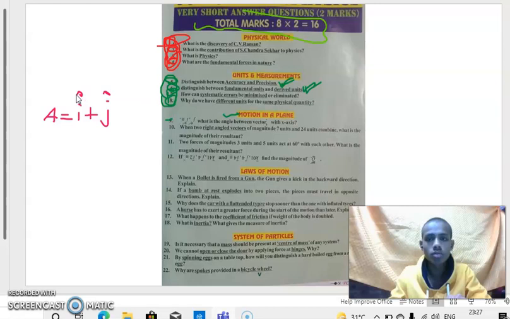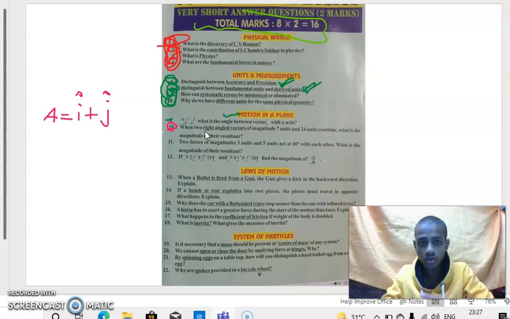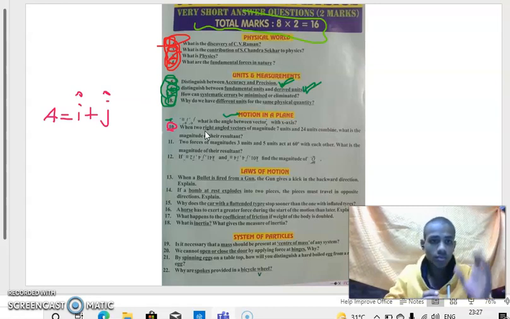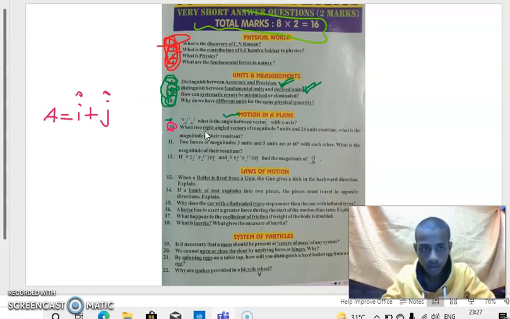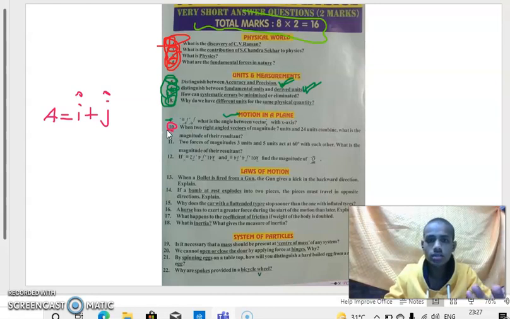So next, with the x-axis, and next, when 2 right angle vectors of magnitude 7 units and 24 units combine, what is the magnitude of their resultant? You need to just apply the magnitude formula. That's it for this 2 marks question.